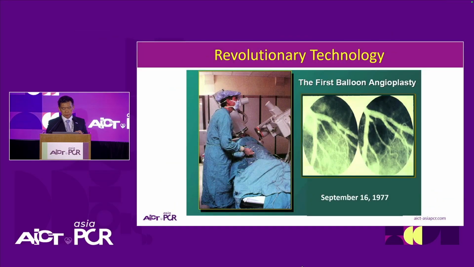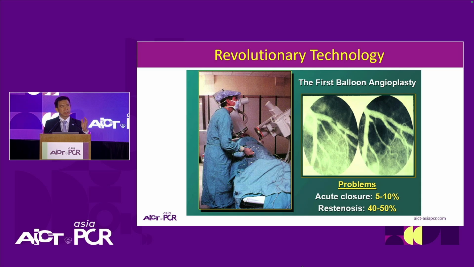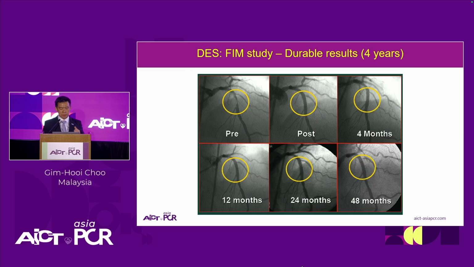So when we saw this result by Andreas Gruentzig 50 years ago, that beautiful result in the proximal LAD was actually due to both vessel stretch and dissection. The only problem with that dissection is that you have problems with acute closure. And of course, POBA is not the best in terms of restenosis risk.